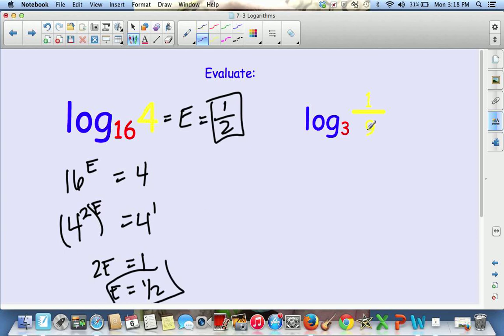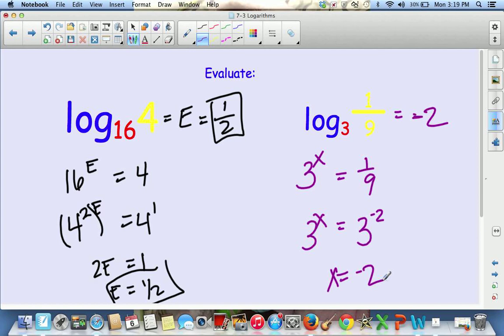What about this one over here? Why don't you pause the video and see if you can evaluate this? Very good. You should get -2 for that one. How you get it: you have your base and the exponent we don't know, so you could put an x, you could put an e, equals 1/9. So we've got to get the same base, so 3 to the x equals 1/9. 3 to what power? The -2nd. So x equals -2.